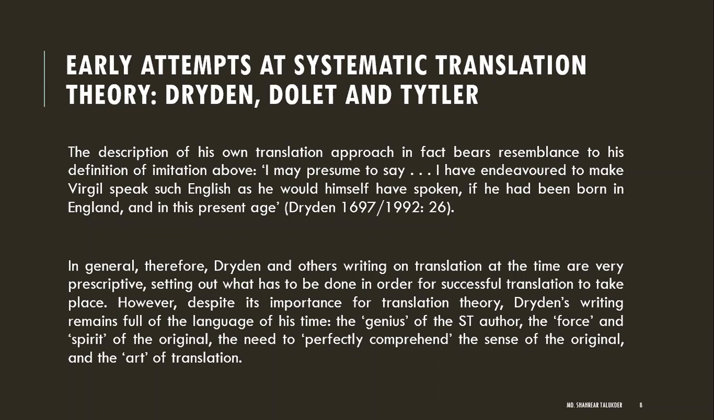But in any way, we have got the idea about the translation, which really helped us to understand, and also it will help us to understand more translation theories in future. Now, in general, therefore, Dryden and others, writing on translation at the time, are very prescriptive, setting out what has to be done in order for successful translation to take place. However, despite its importance for translation theory, Dryden's writing remains full of the language of his time, the genius of the source text author, the force and the spirit of the original, the need to perfectly comprehend the sense of the original, and the art of translation.